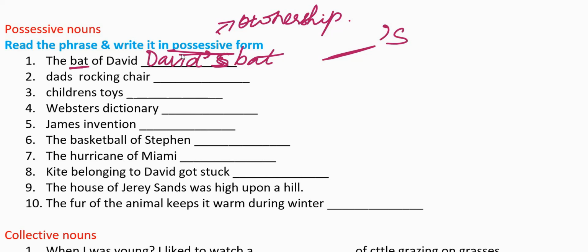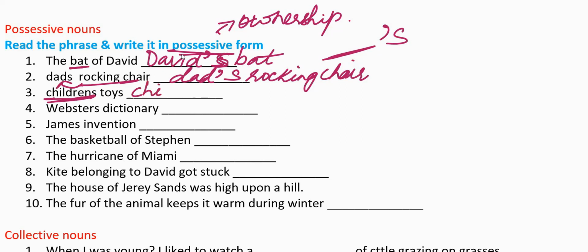Dad's rocking chair means a rocking chair which is owned by dad, or a rocking chair which belongs to dad. How do you write it? Dad apostrophe s. Dad's rocking chair. Here in this example, now the children itself is plural. They have given children's here, which means you have to write children apostrophe s toys. Children's toys, which means the toys belonging to children. Webster's dictionary is a name; just as we have Oxford, similarly we have Webster. So you write Webster apostrophe s.